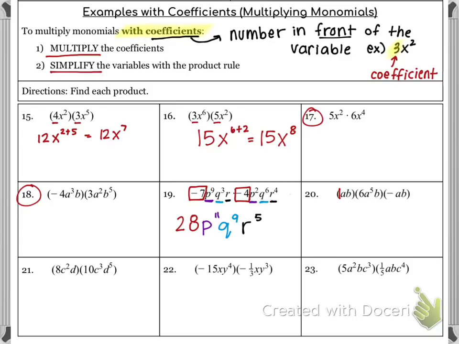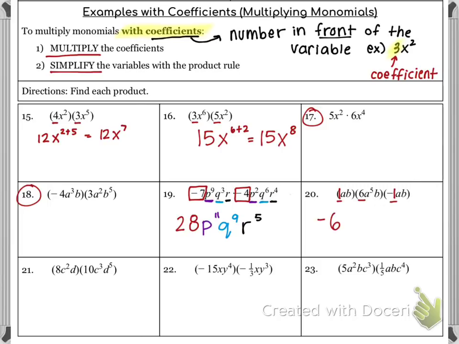Let's do number 20. Notice there's a 1 in front of that AB. So we have 1 times 6 times negative 1. We're just looking at the numbers in front. 1 times 6 times negative 1. Well, 1 times 6 is 6. 6 times negative 1 is negative 6.